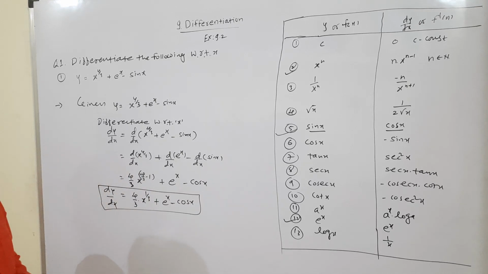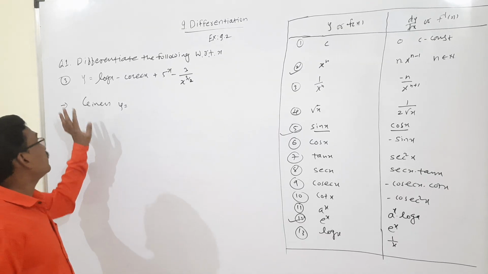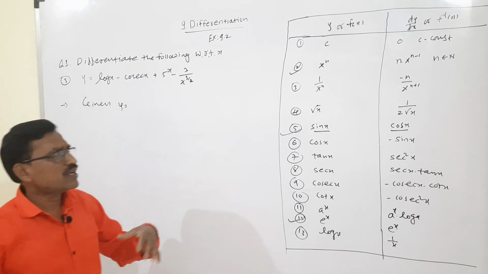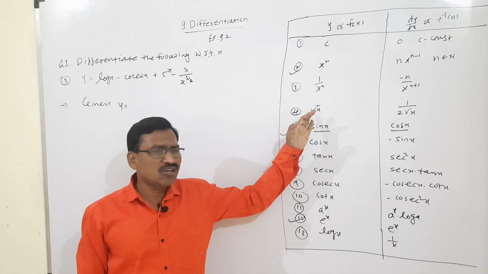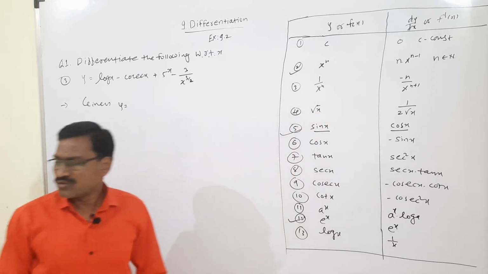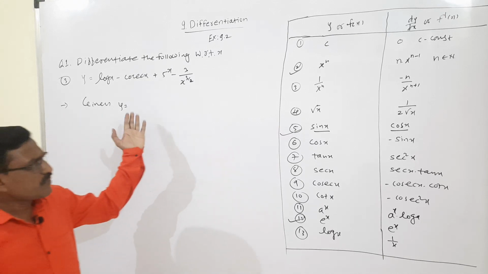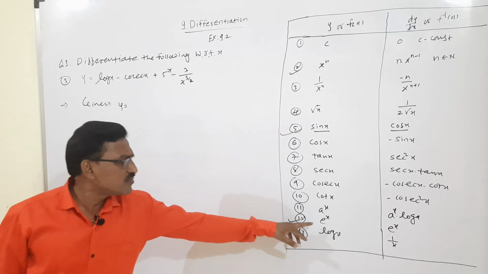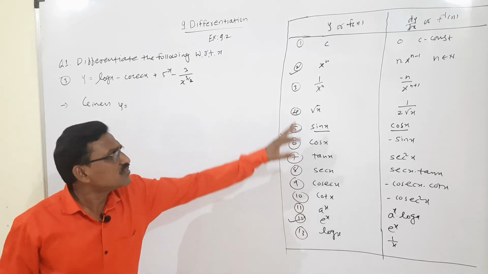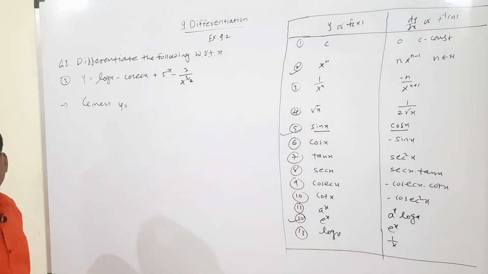Now we will take the next example. Example number second you may try to solve at home. In this example, derivative of root x is 1 by 2 root x. Then derivative of tan x is sec square x, and derivative of x cube, x raised to n, is 3x square. That's why you may try to solve this second example at home.